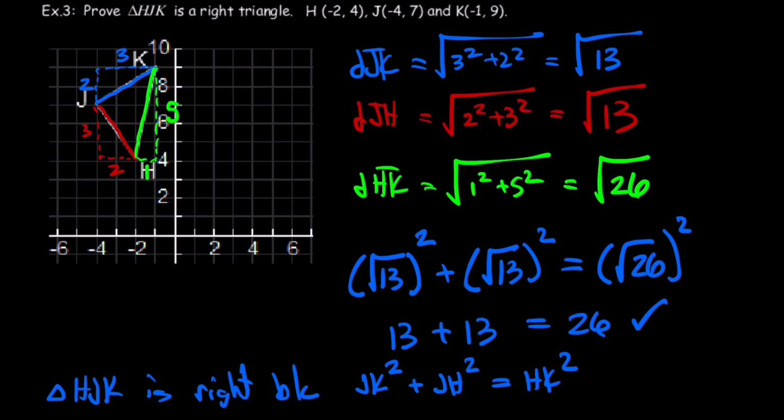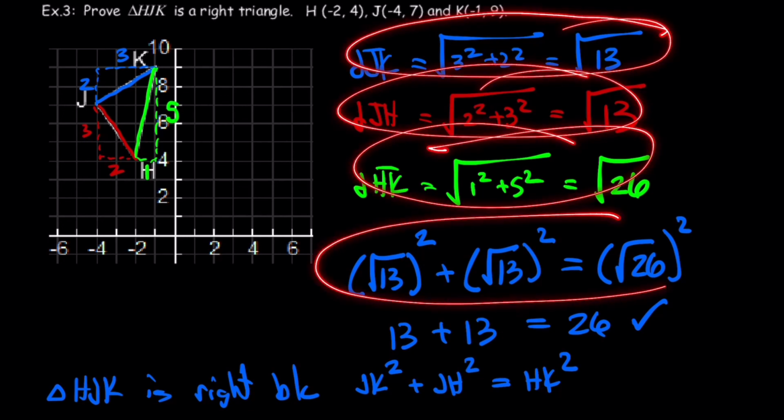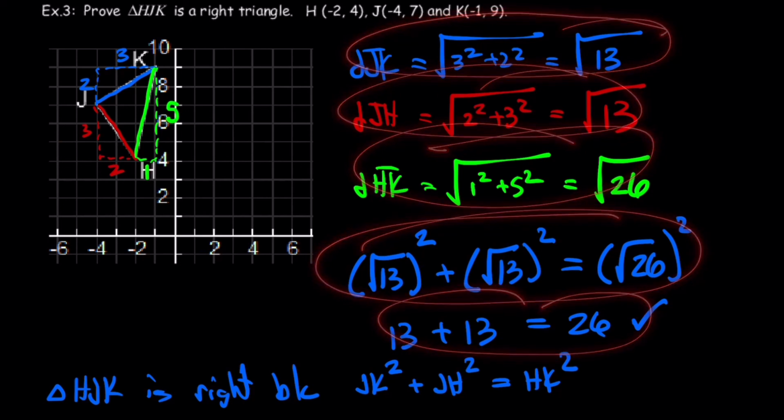So you can see that the right triangle proof is going to be the one that's a little bit more challenging, but the good news for you guys is it's the same process every time. 3 distances, show that they work in the Pythagorean theorem, and then use this explanation.